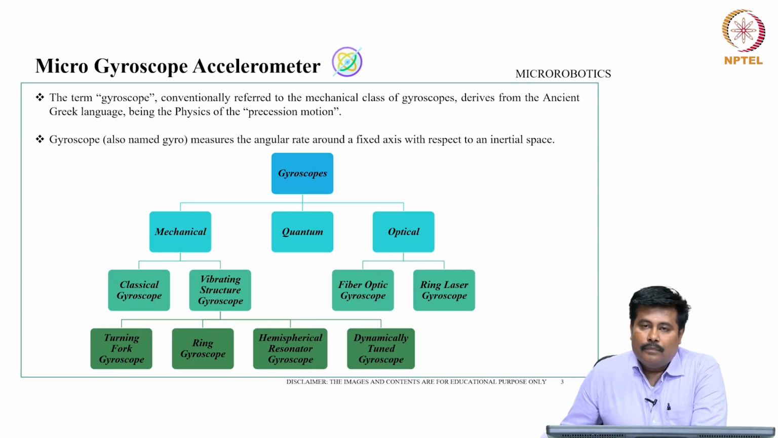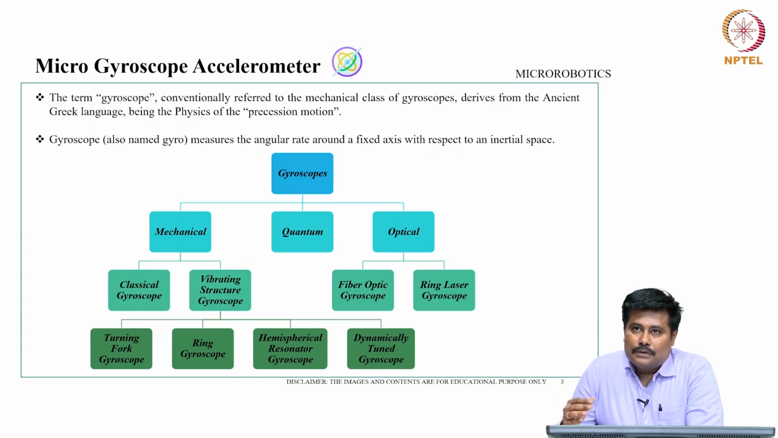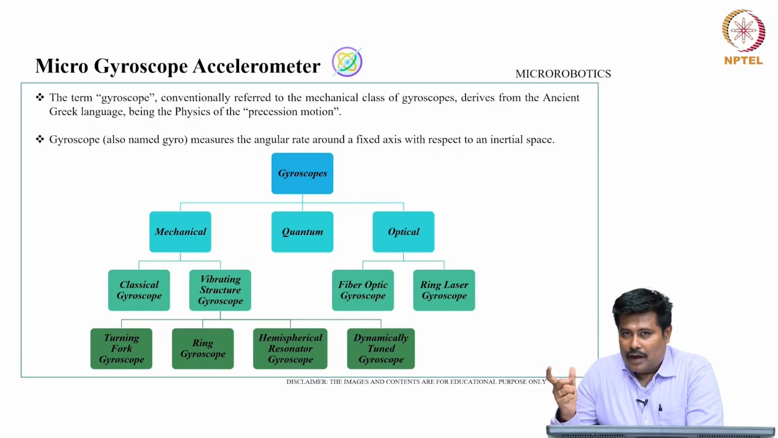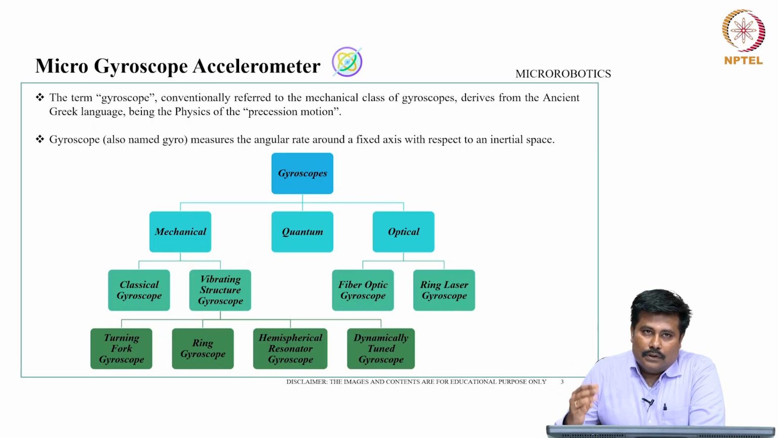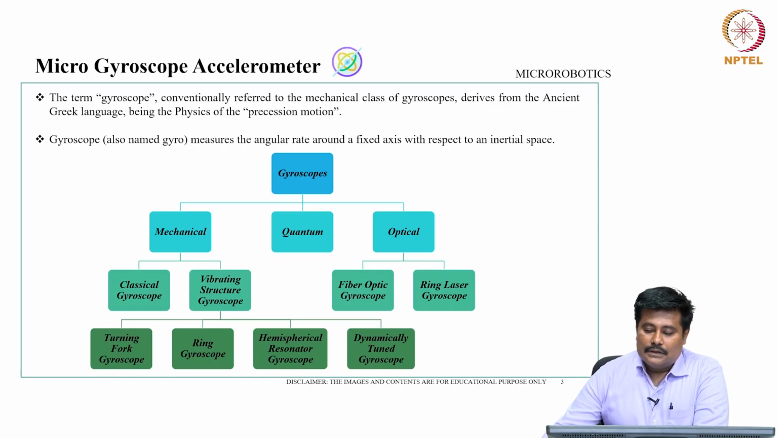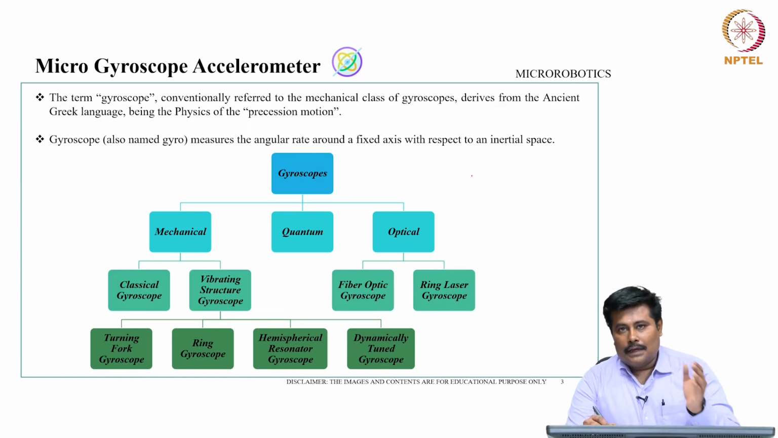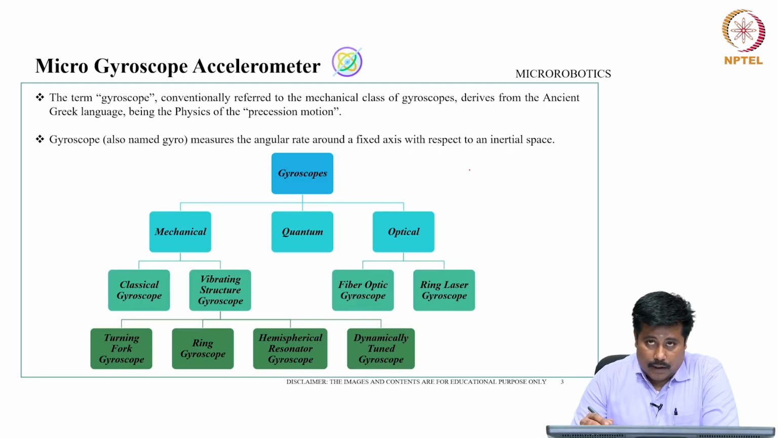So the term gyroscope conventionally referred to the mechanical class of gyroscopes, which is derived from the ancient Greek language, being the physics of a kind of precision motion. So these gyroscopes, also named gyro, measure the angular rate around a fixed axis with respect to the inertial space. So if we try to classify these gyroscopes, they can be classified based on the domain: mechanical domain, quantum domain and the optical domain.